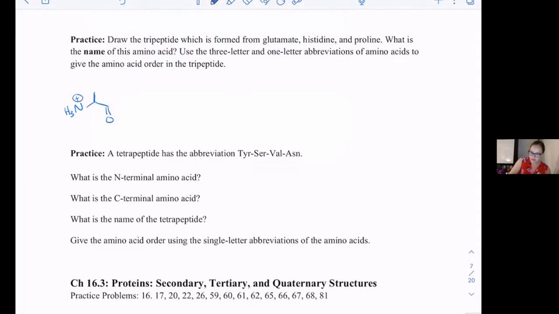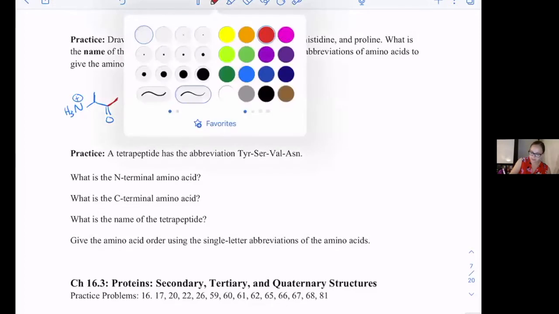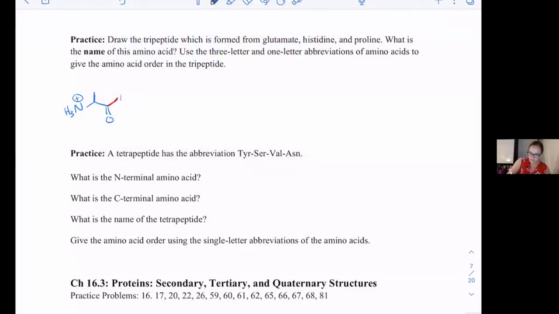Let's go ahead and draw in those, and change the color for our peptide bonds again, just so we're clear. Nitrogen with the hydrogen, R group, carbonyl. So that's the same pattern every single time. Nitrogen, R group, carbonyl. Nitrogen, R group, carbonyl.